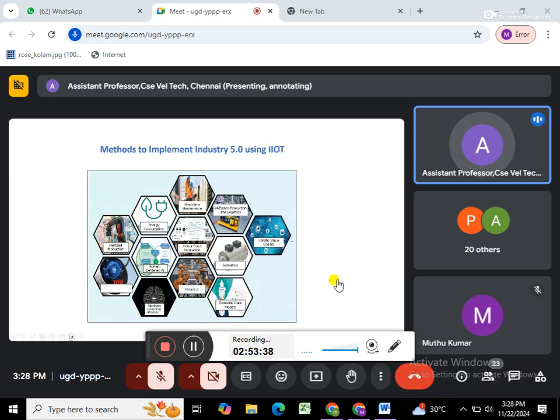So these are all the things we have to consider while we are moving from Industry 4.0 to Industry 5.0, as well as semantic data models. This also offers excellent opportunities with respect to research as well as industrial purposes. So this is what is happening with respect to the industrial transitions.